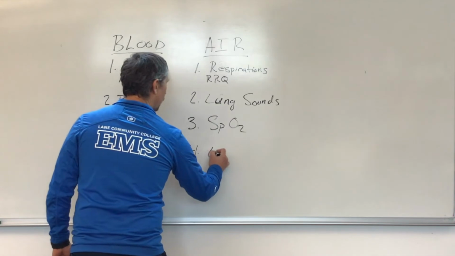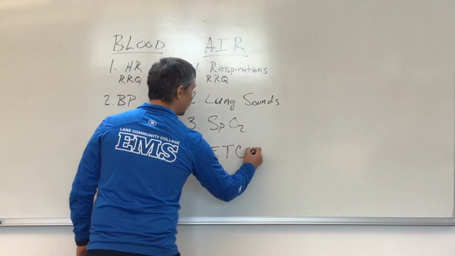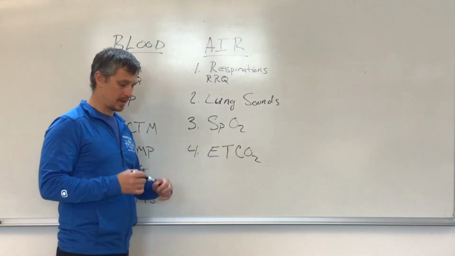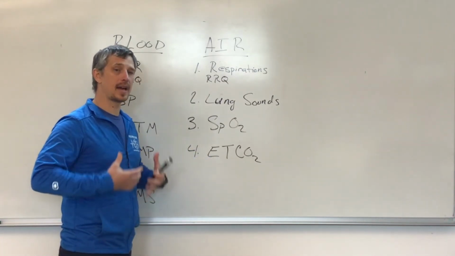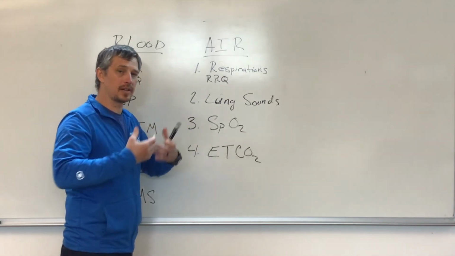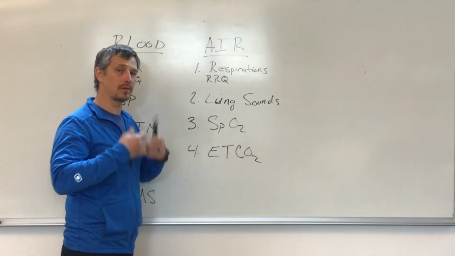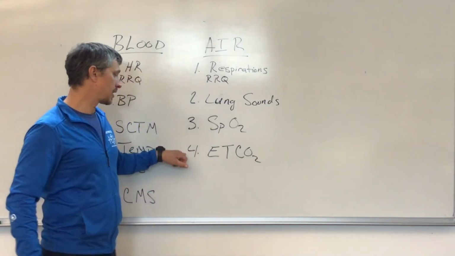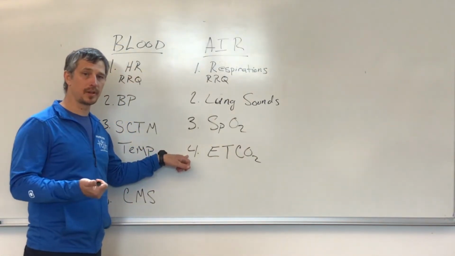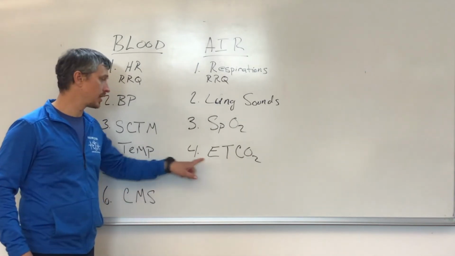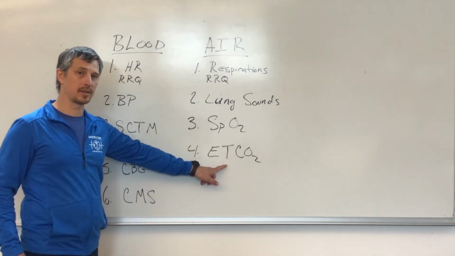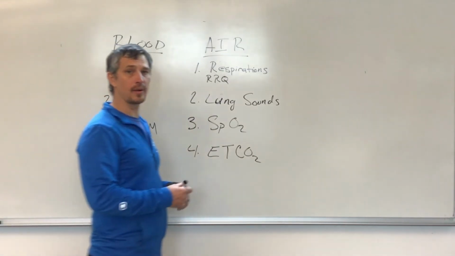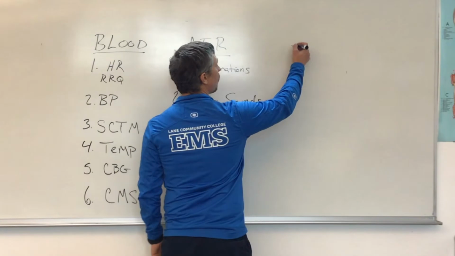And then we'll also have our EtCO2. That's going to be our end tidal CO2. That's going to measure our end tidal, so the end of our ventilation or respiration where the air comes out, the amount of CO2 in our air. If you have already watched our videos on supraglottic airway or BVM, you noticed that we checked our end tidal CO2 there. So that's our blood, our air, and then we're going to have a couple more for our brain.